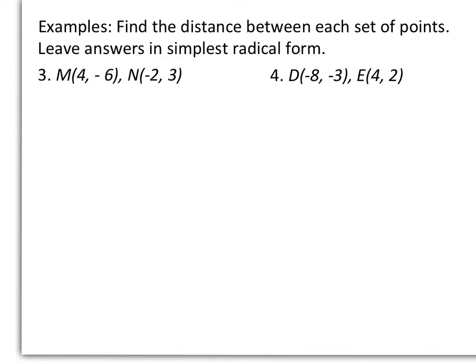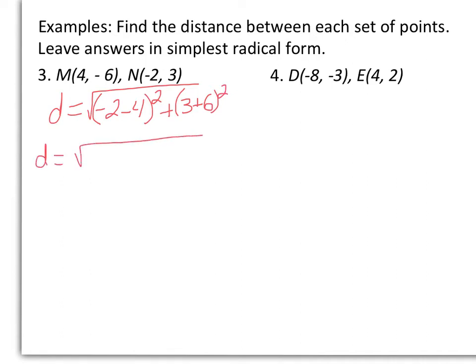So in number 3, if I want to find the distance between M and N, I'll take distance is equal to square root, take difference of my x values. And remember, similar to finding slope and also when we find midpoint, it does not matter which order you go in, so which value I call x1 or x2, as long as I go in the same order. So I'm going to take negative 2 minus 4 squared plus 3 minus negative 6, which will become a plus 6 squared. And then we simplify.